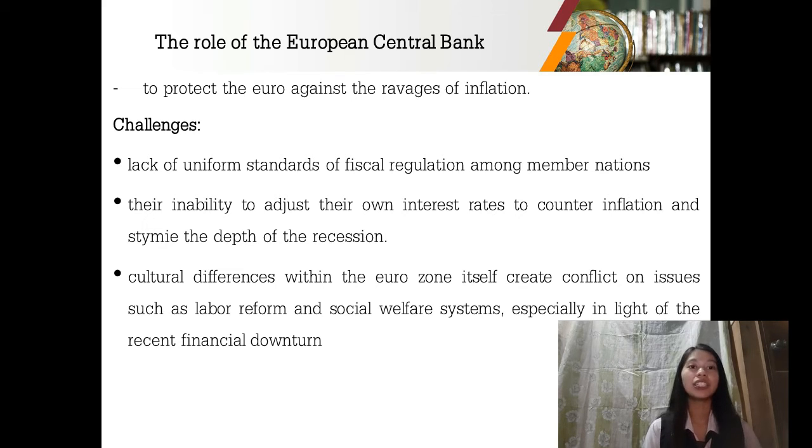And there are a lot of challenges. There is a lack of uniform standards of fiscal regulation among member nations, and their inability to adjust their own interest rates to counter inflation and stem the depth of recession. The cultural differences within the Eurozone itself create conflict in issues such as labor reform and social welfare systems, especially in light of the recent financial downturn.